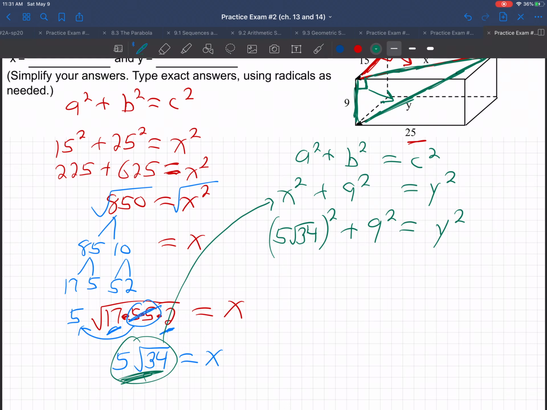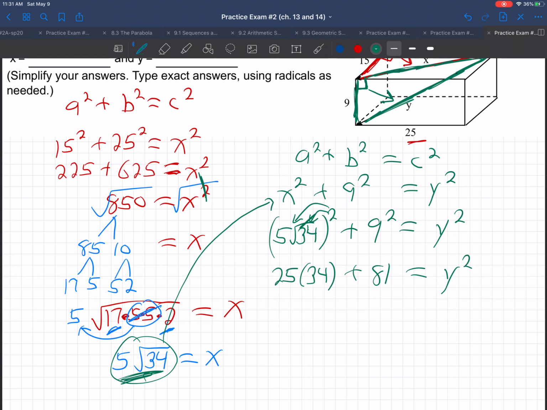Now, how do we simplify that? Well, what you do is you square the 5. 5 squared is 25, and you remove the root. Remember, squaring and roots cancel each other out, so it'll cancel that out and make it a regular 34. And 9 squared is 81.